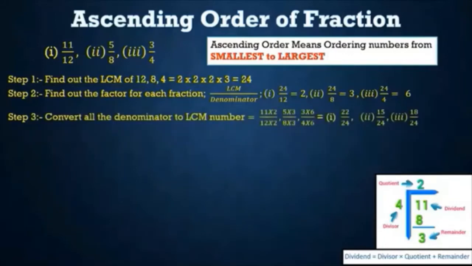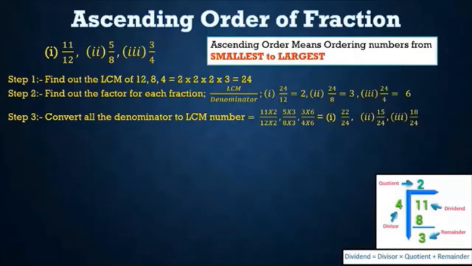So step 3 is to convert all the denominators to the LCM. It will be 11 into 2 by 12 into 2, 5 into 3 by 8 into 3 and 3 into 6 by 4 into 6. So 11 into 2 is equal to 22 and 12 into 2 is equal to 24, so it will become 22 by 24. The 5 into 3 is equal to 15 and 8 into 3 is equal to 24. 3 into 6 is equal to 18 and 4 into 6 is equal to 24. So these are our fractions.